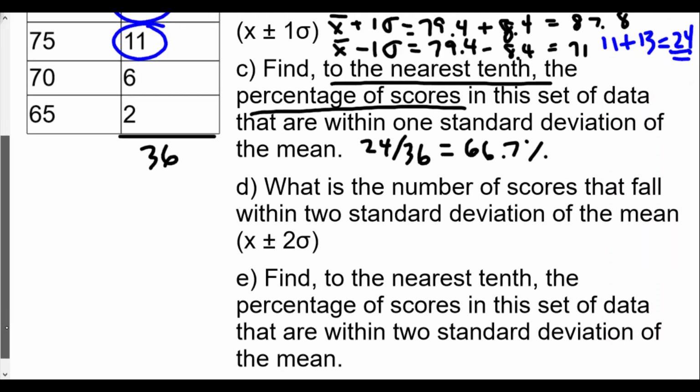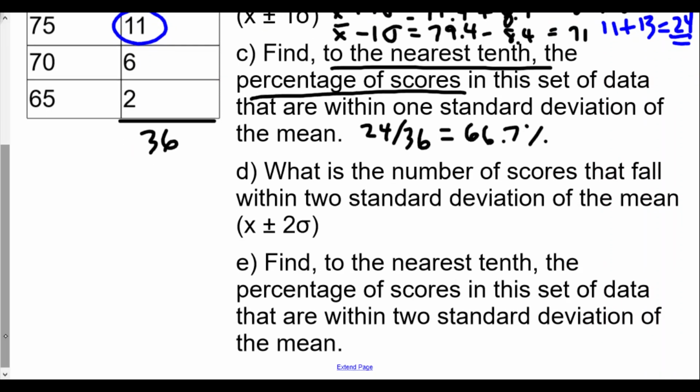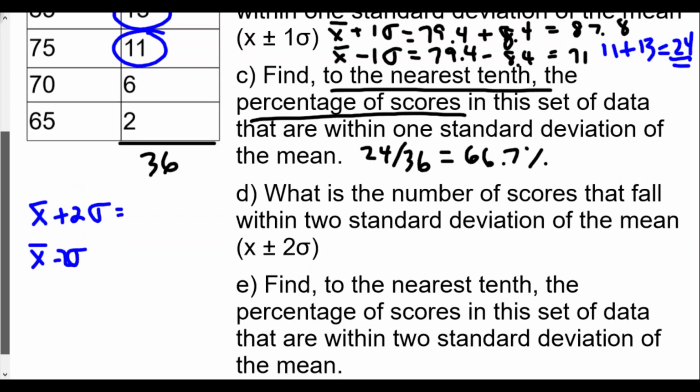Part D asks for the number of scores that fall within two standard deviations of the mean. I'm going to use the left side here. So I have the mean plus 2 deviations and the mean minus 2 deviations. We said the mean was 79.4 plus 2 times 8.4, and then 79.4 minus 2 times 8.4.